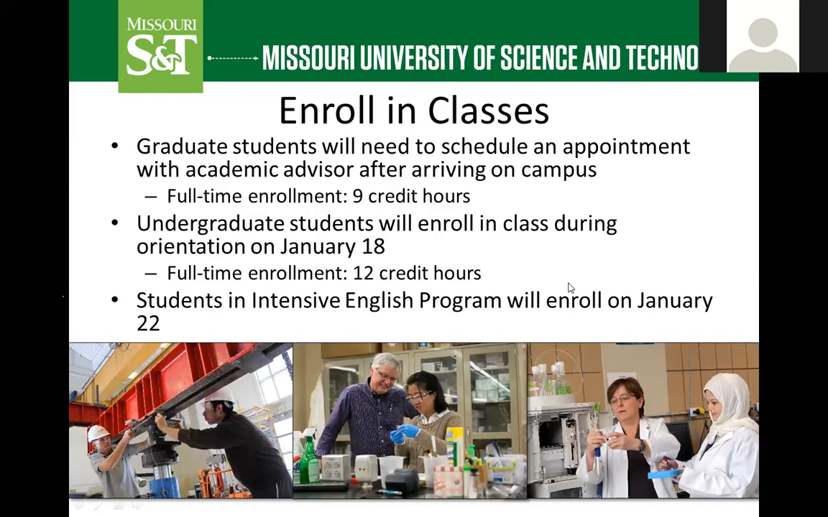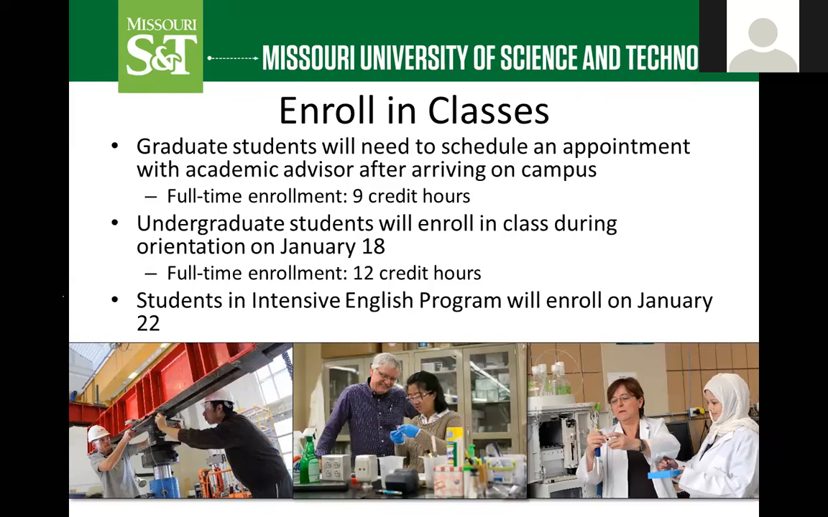All right, so next we're going to talk about enrolling in class. So if you are a graduate student who is going to get your master's or PhD, you will need to schedule an appointment with your academic advisor after you arrive on campus. Your admission letter may have told you who your academic advisor is, or you may have already been in contact with them. If you don't know who your academic advisor is, you can send an email to your academic department. So for example, if you are studying chemistry, you'll need to send an email to the chemistry department and find out which professor will serve as your academic advisor.